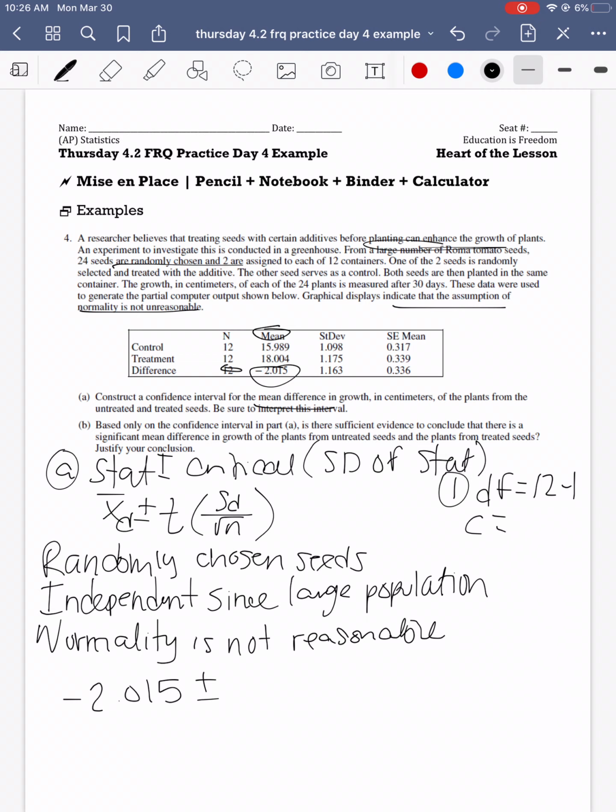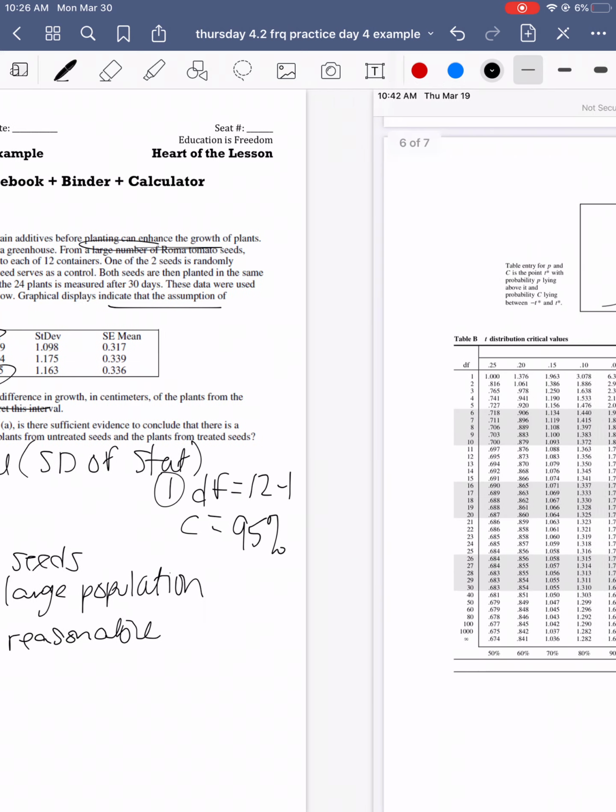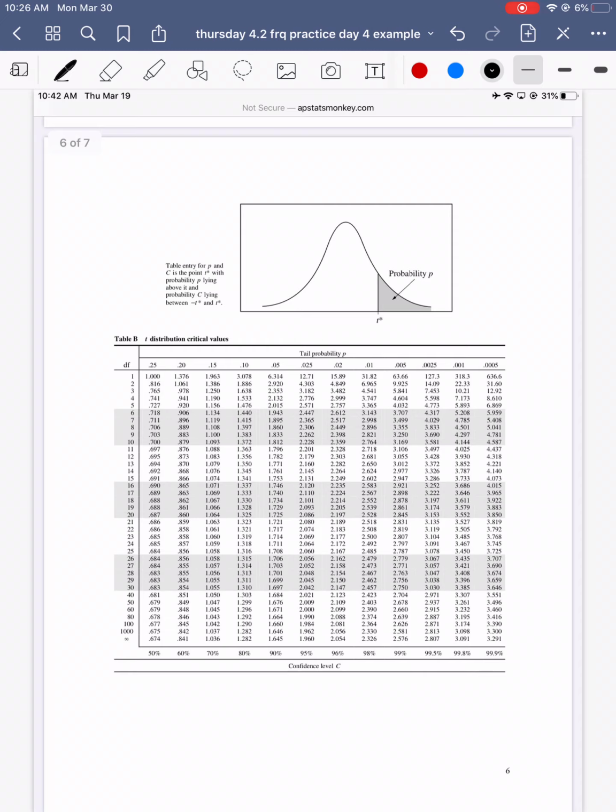And then we need our confidence level. Well, here they don't give us a confidence level, so we can assume that it is 95%. So if I go to my t-table here, I'm looking in row 11, since we have 11 degrees of freedom, and I look at 95% confidence. So that gives me the t of 2.201.